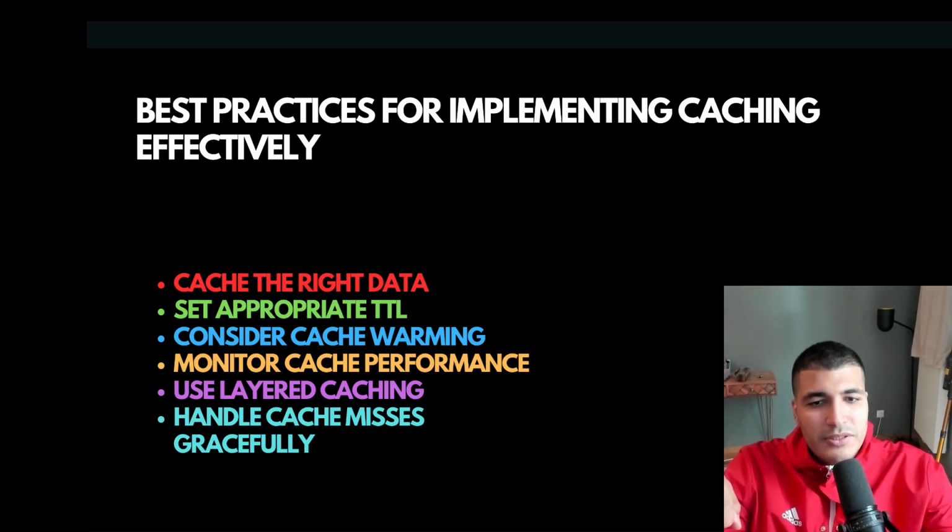Lastly, handle cache misses gracefully. Design your system to handle cache misses effectively and efficiently without causing significant performance degradation or cascading failures. The backend should be able to cope if the cache isn't there.